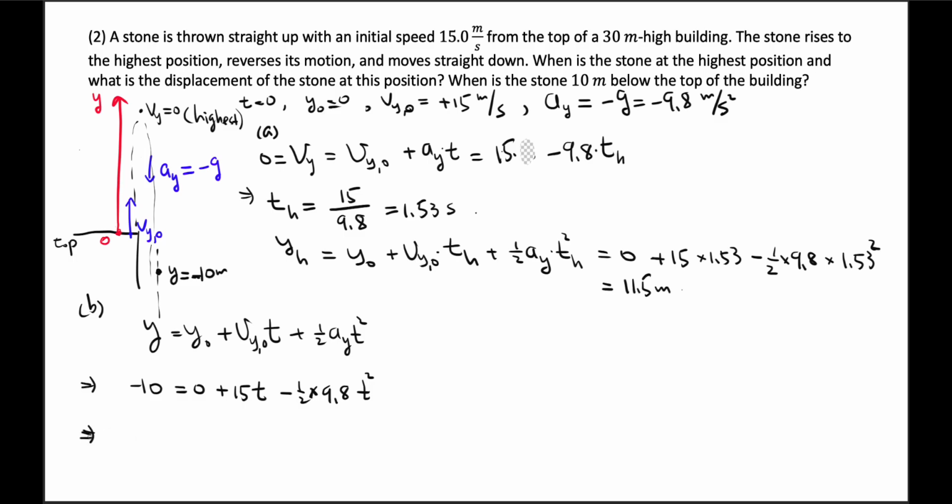So I'm going to write this in the standard form. I'm going to move this t squared term to the left side, so it becomes positive 4.9 t squared. 15t also to the left, negative 15t minus 10 equals 0. Okay. And then we know the solution to this quadratic equation.